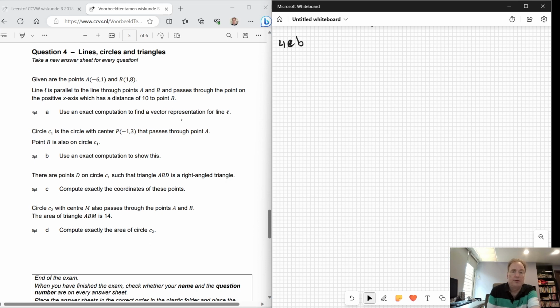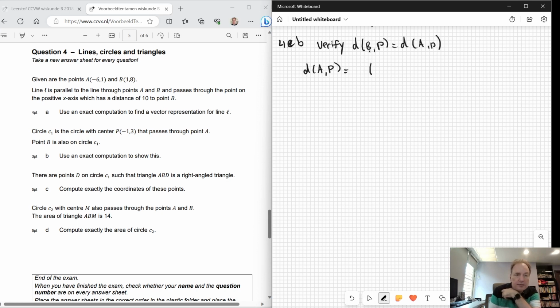Well, we know that A is on the circle, and we know the center. So we just need to verify that the distance from B to that center is equal to the distance of A. Okay, that's actually pretty easy. So what's the distance of A to P?